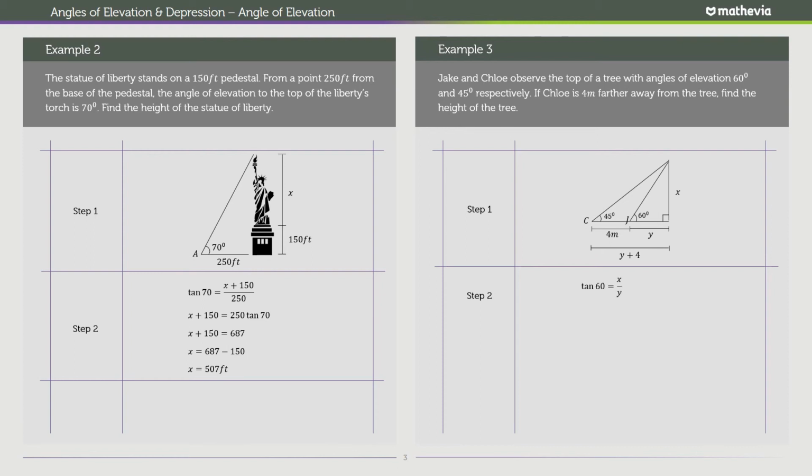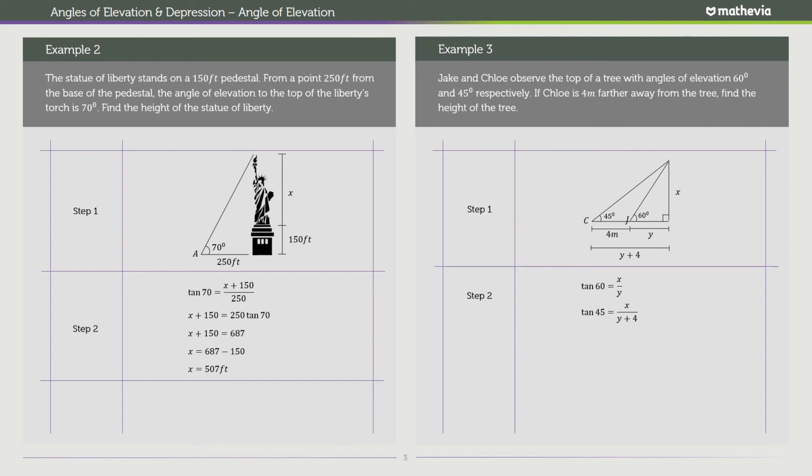I will start off with Jake. Using trigonometry, x, which is our opposite, divided by y, which is our adjacent, will give us the tan of the angle of the triangle. So tan 60 equals x over y. And we do the same for Chloe: tan 45 equals x over y plus 4. Now we're going to solve simultaneously. If you're following very quickly, you probably would have noticed that already.